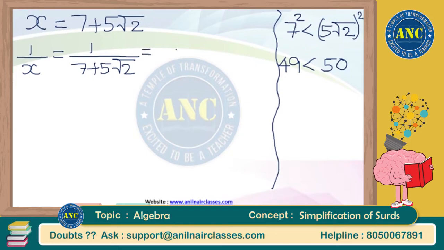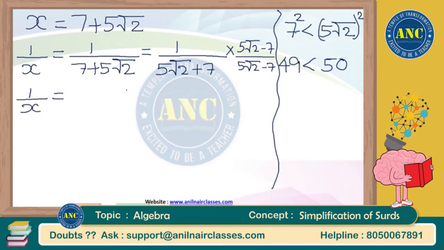So I should not write this 1 by x as 1 by 7 plus 5 root 2. I should write it as 1 by 5 root 2 plus 7, because when I rationalize it, I should multiply the numerator and denominator by 5 root 2 minus 7, because 5 root 2 minus 7 becomes a positive value. Now same way of solving. 1 into 5 root 2 minus 7 is 5 root 2 minus 7, divided by 5 root 2 plus 7 into 5 root 2 minus 7. Again same logic, a square minus b square is 50 minus 49, it is 1 in the denominator.